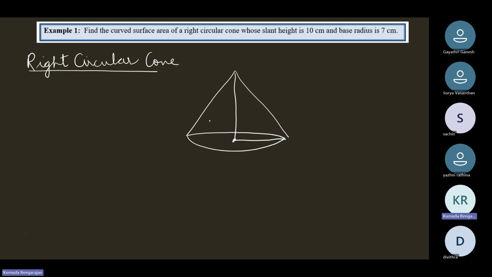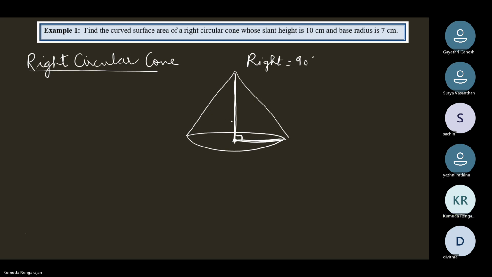So this is a right circular cone. The base is circular. This is the radius of the base. This is the height of the cone. The radius of the base and the height of the cone meet at right angles, which is why it's called right. Right means 90 degrees. Circular, because the cone has a circular base. And cone, right circular cone.